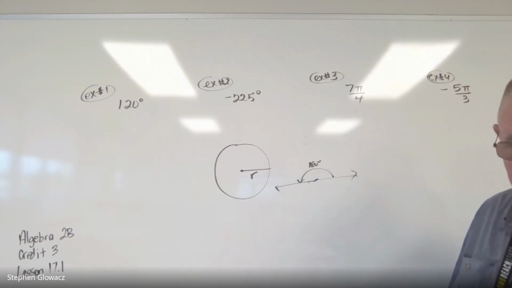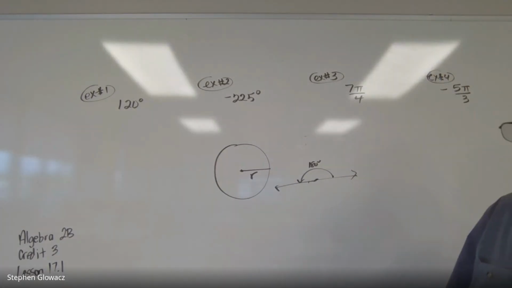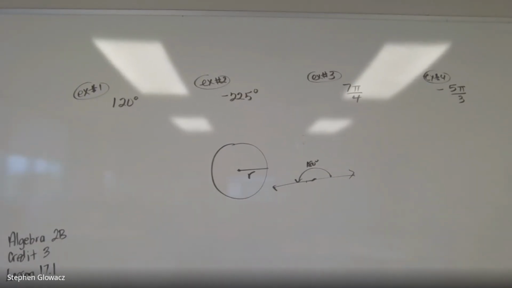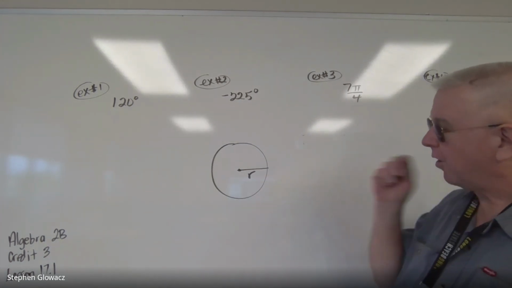So what is a radian? We're going to go into a brief description of what a radian is, and then we're going to talk about doing some conversions between degrees and radians. All right, so let's take a look at, first of all, what is a radian?